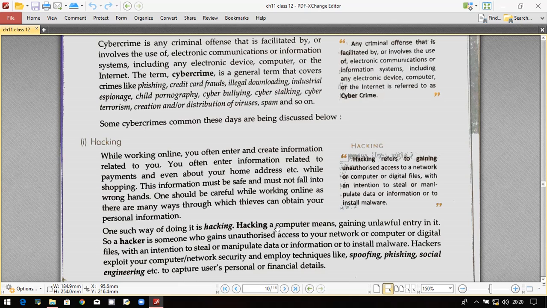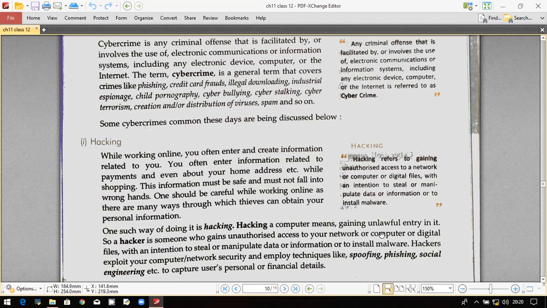Here it is mentioned that one should be careful while working online, as there are many ways through which thieves can obtain your personal information. One such way is hacking. Hacking a computer means gaining unlawful entry into it. Unlawful means it is not allowed, it is not legal. You are getting access to the computer of that particular owner without his consent. So it is not legal. You are getting illegal entry inside a system. So that is an act of hacking.